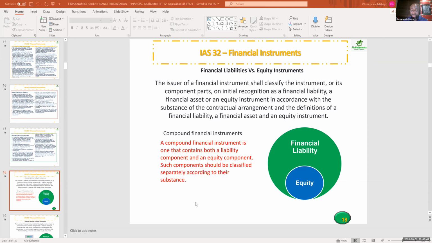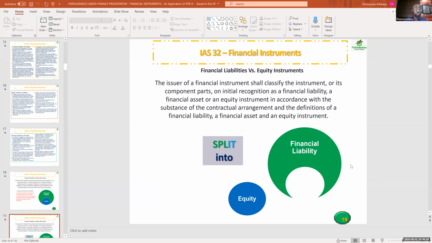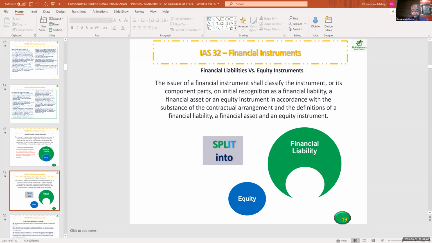Now, let's look at the methodology. I'll use an example to explain it. Now, what is the methodology? To split them into two, I need to first of all identify what my contract is. My contract is that I've issued a 10% convertible bond for 4 years. The value is 1 million naira, no problem.